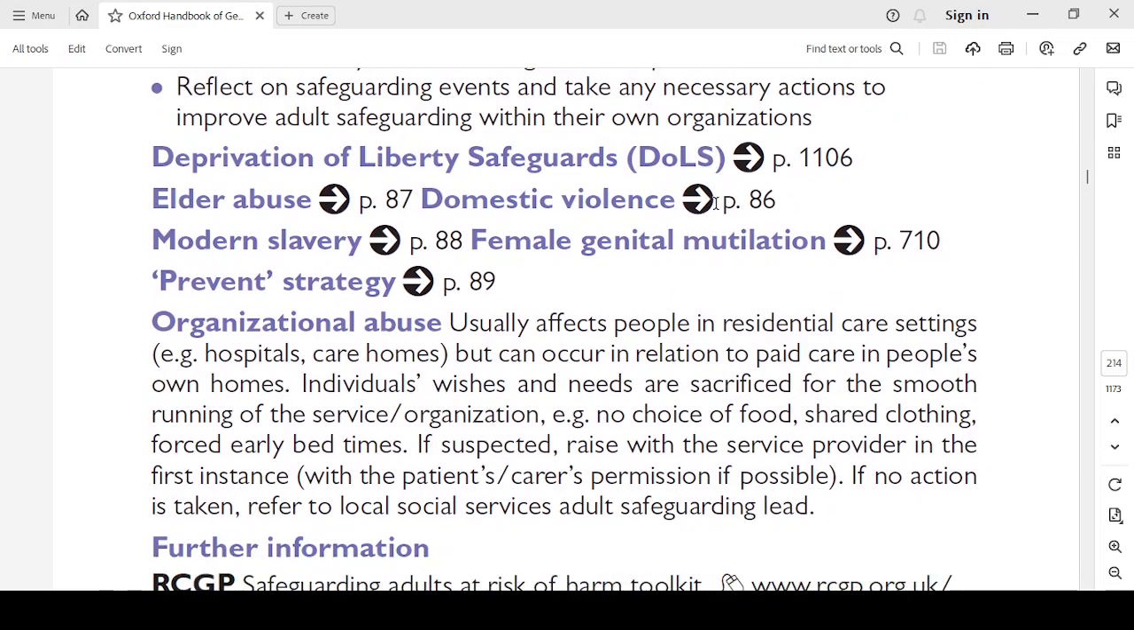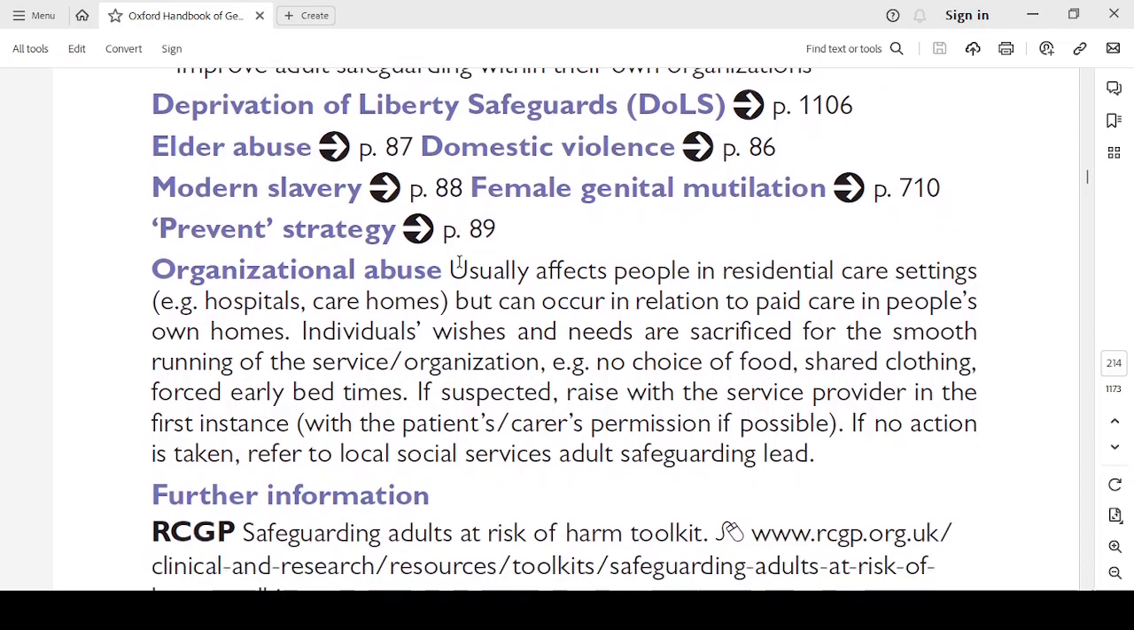Deprivation of liberty safeguards, DOLS. This we will read on page number 1106. So wherever we are having these page numbers, we will read the topic on the appropriate page whenever we encounter it. Elder abuse, domestic violence, modern slavery, female genital mutilation, prevent strategy.